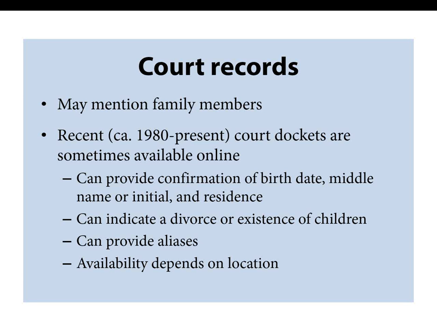For example, in a divorce record, sometimes you will see that the divorce is referred to as a divorce either with or without minor children. You will also often see aliases listed. So perhaps you're looking for John James Smith, and you find a court record that says he goes by the name Jimmy Smith. So now you've got another name to search for. And the availability of the court records will really depend on the location in which you're working.